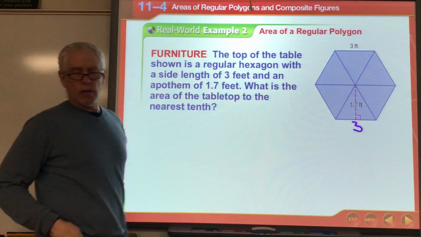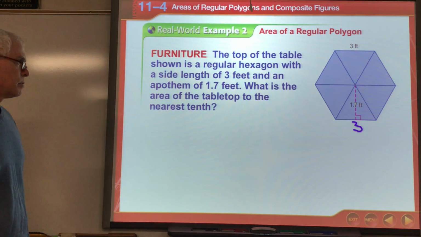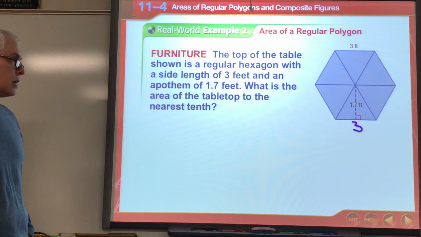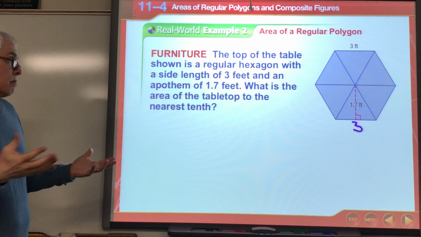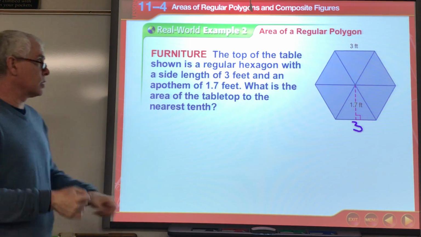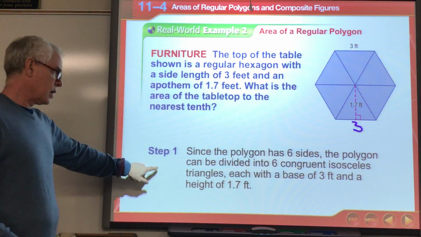So I can find the area of that triangle pretty easily, half base times height, half of 3 times 1.7, and then I can say, hey, why don't I just multiply that by 6 because there's 6 of those triangles. So that's what we're going to do.